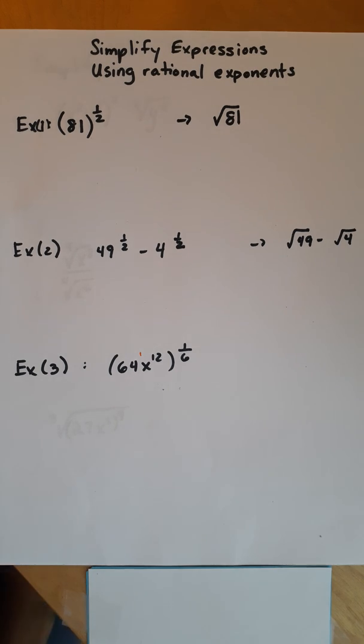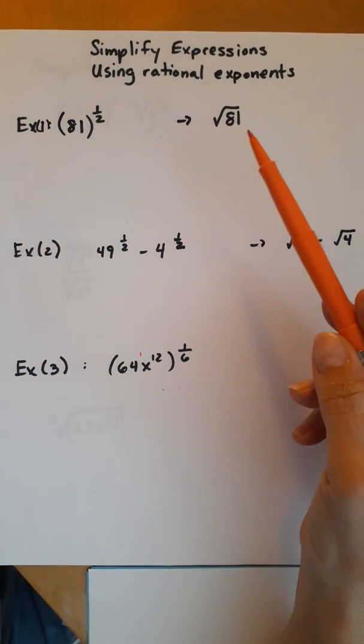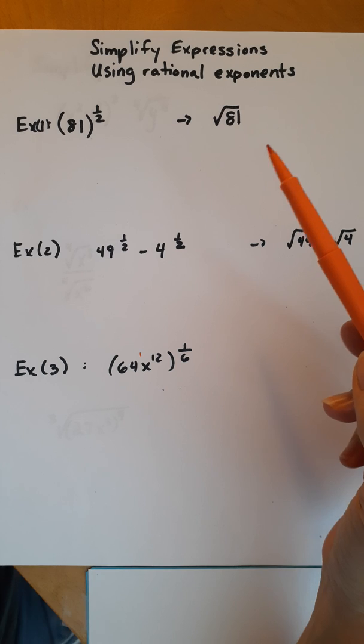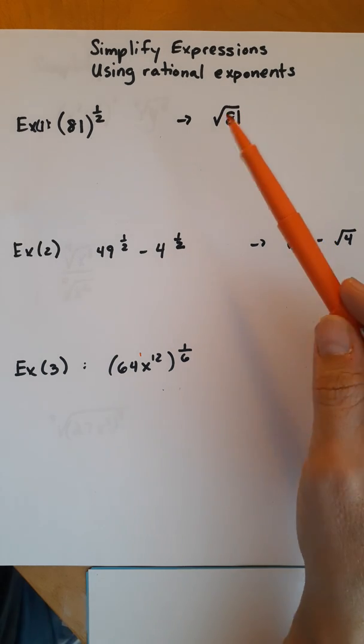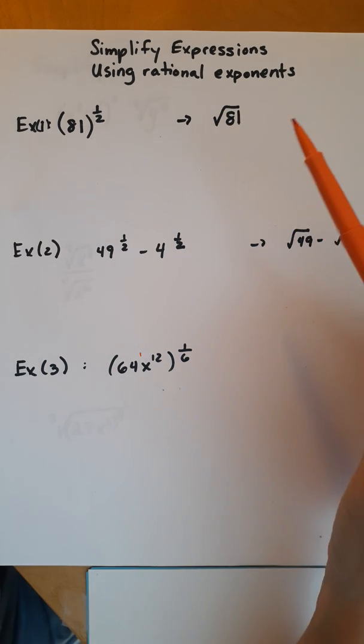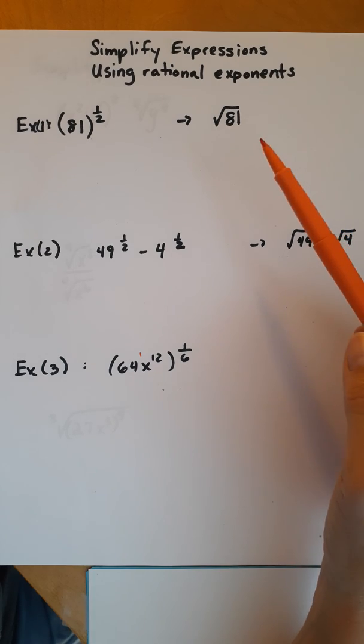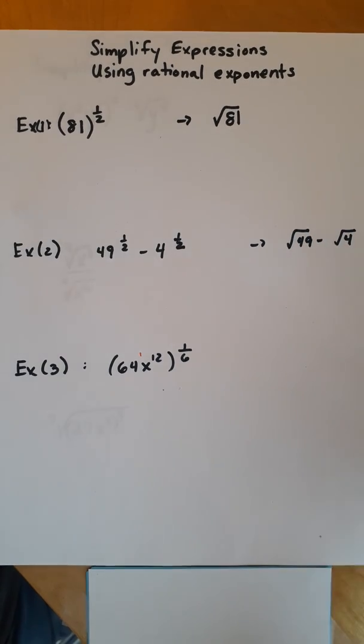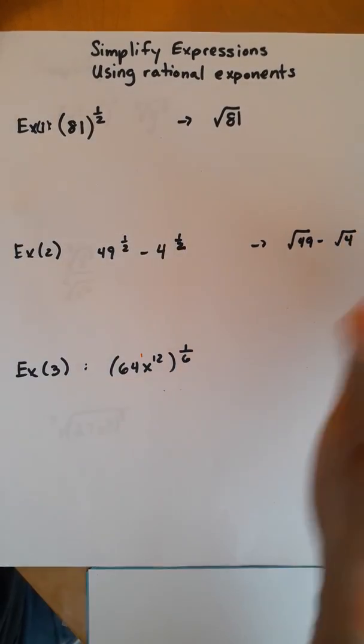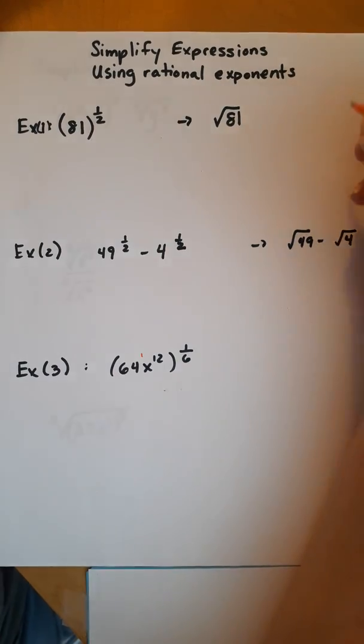All right, I just want to go over a few examples of simplifying expressions with rational exponents. And we'll begin with the first one here, which if you look at it, depending on what class you're taking, you may see square root of 81 and they'll say simplify it, right? And we know that square root of 81 is 9, right?